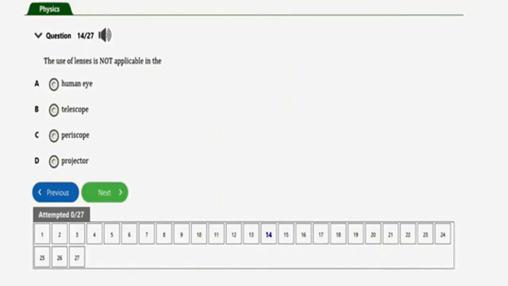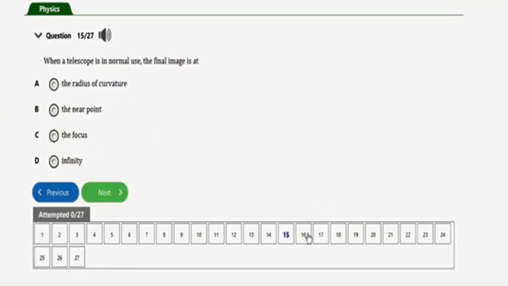So the correct option for this question is option C, which is periscope. Alright, the next question is this one. It says, when a telescope is in normal use, the final image is at where: the radius of curvature, the near point, the focus, infinity. The correct option is option D, which is infinity.